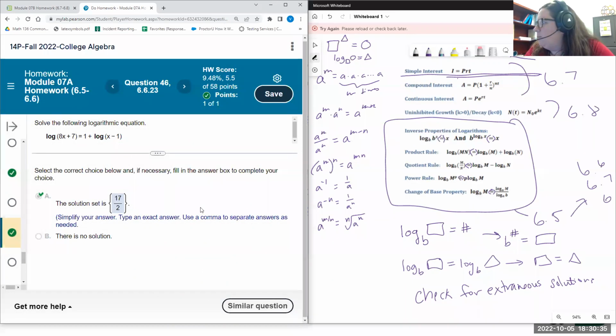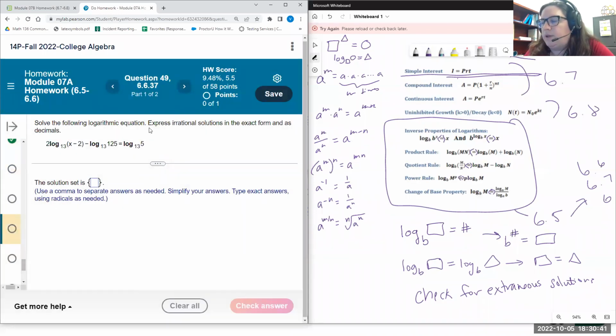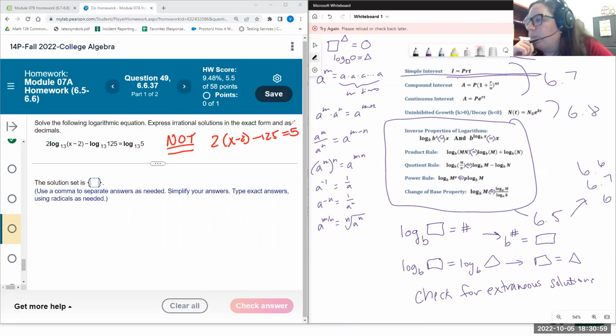All right, one more example of this, number 49. So here I have multiple logs, and this is one where it's really tempting to just cross off all of the logs. So that's not following the correct process. So this is not going to just be 2 times x minus 2 minus 125 equals 5. That would be fully incorrect.